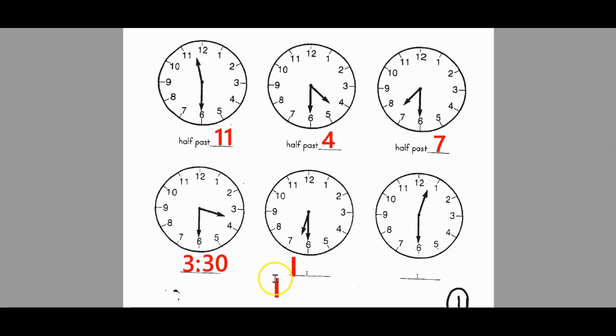Okay. Here's between the 6 and the 7. What's the hour? 6. The hour is 6. And then how many minutes? 30. Here's between the 12 and the 1. What's the hour? 12. And what's the minutes? 30, because it's pointing to the 6. Okay.